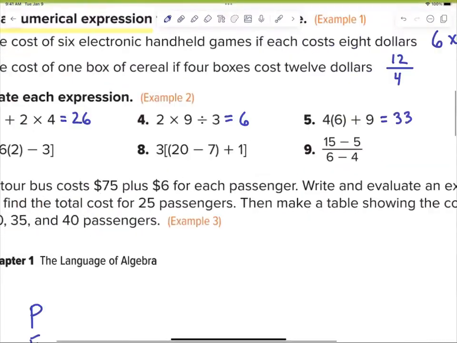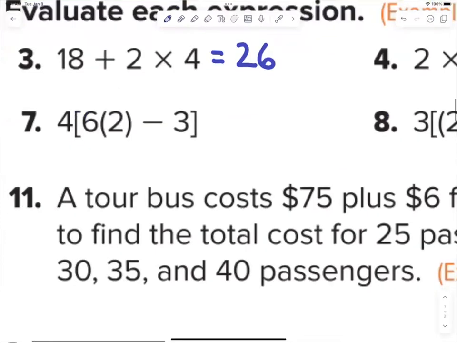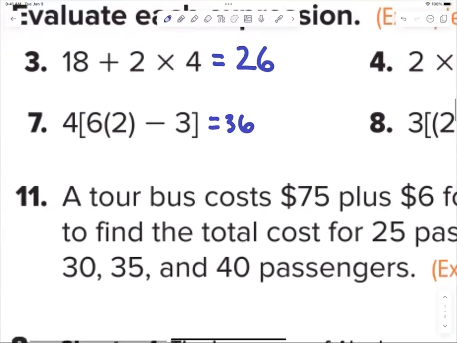Number 7. All right. Andrew, come on. So 6 times 2 is 12, minus 3 is 9, and 4 times 9 is 36. You are amazing. That is exactly how I want it. 36. Yes. We're doing inside the parentheses, which is a bracket.